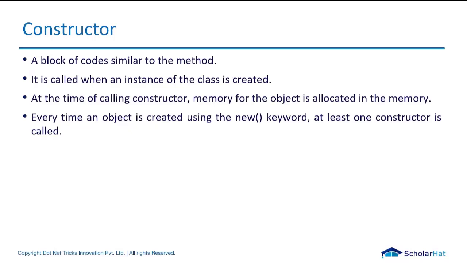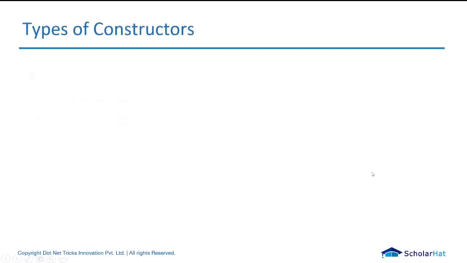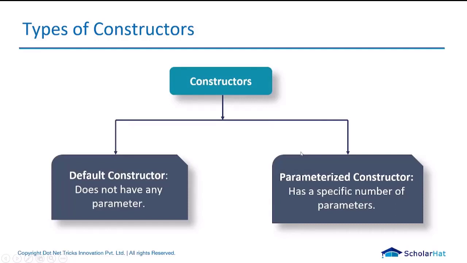The constructor is responsible for two things. One is object initialization, and the other is memory allocation. These are the two things we use a constructor for. Now we're going to see what types of constructor there are. There are two types of constructor: default constructor and parameterized constructor. When we define a default constructor, it will have no parameters. A parameterized constructor is going to have some parameters. So these are the two constructors we're going to learn about.